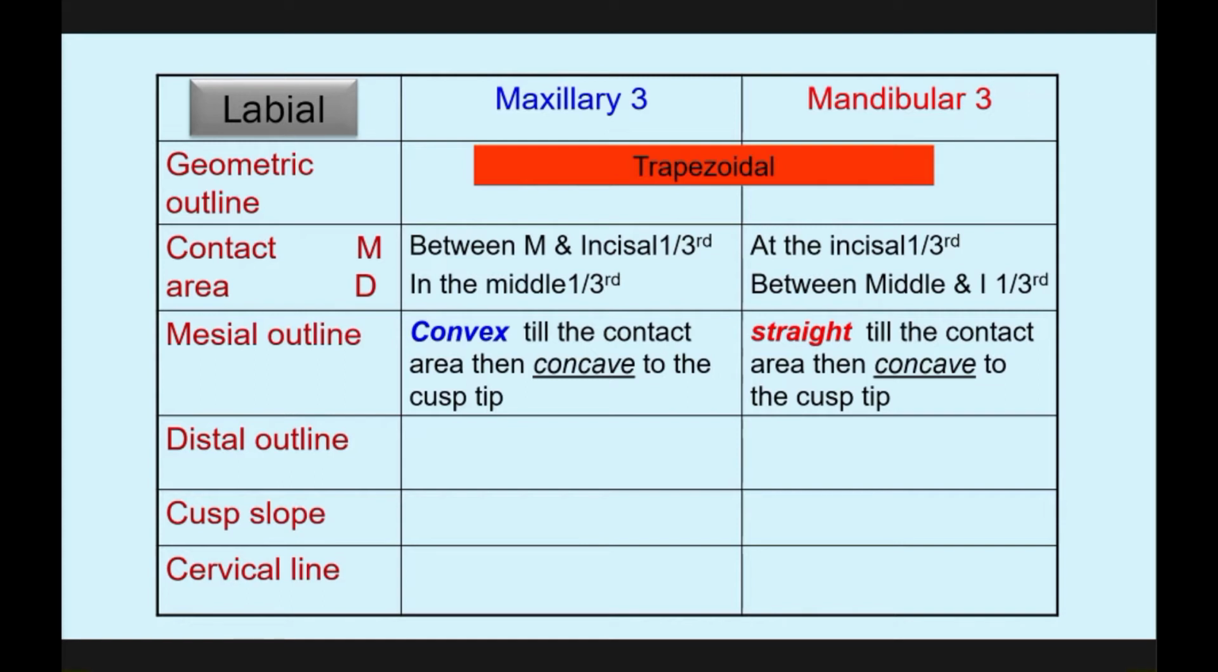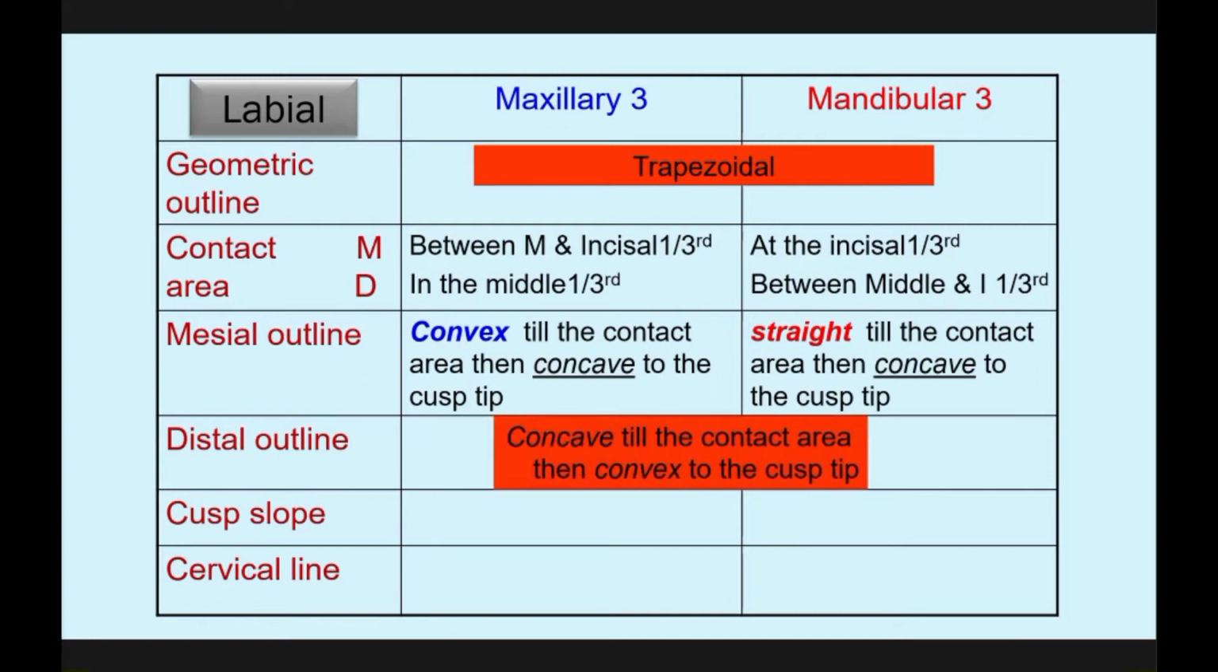So maxillary canine has the contact point which is a little bit more cervical, or you can say mandibular canine has the contact point which is more incisal in comparison to the maxillary canine. The mesial outline for maxillary canine, we told you that the mesial outline is from the cervix, it is convex till the contact area, then concave to the cusp tip, right? But this mesial outline in case of mandibular canine is straight till the contact area, then concave to the cusp tip.